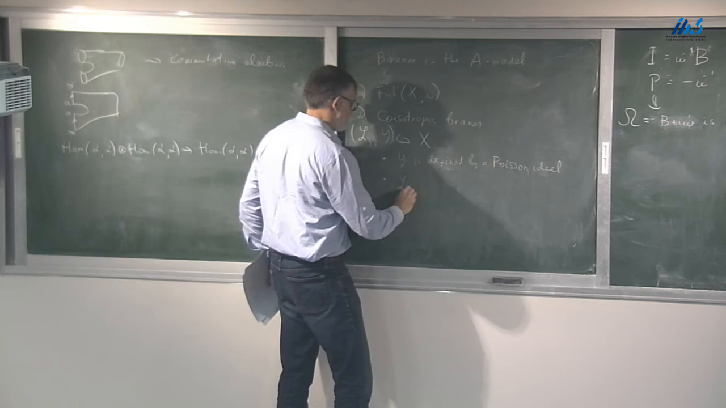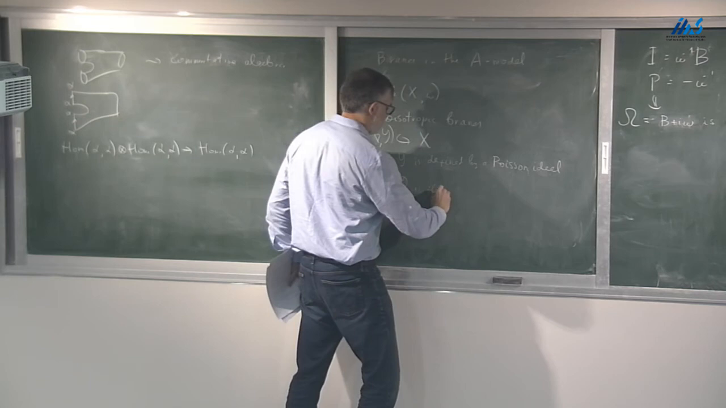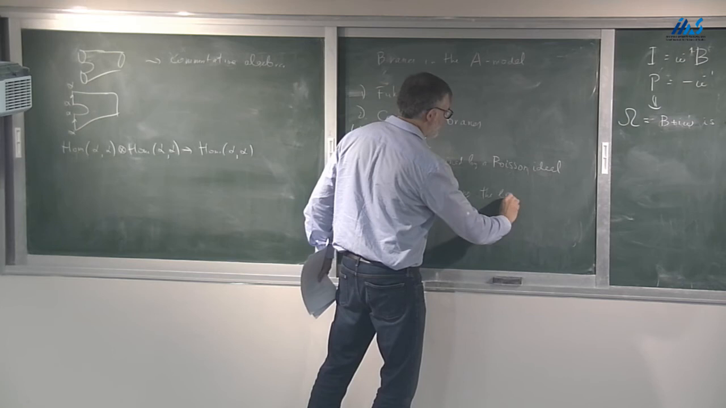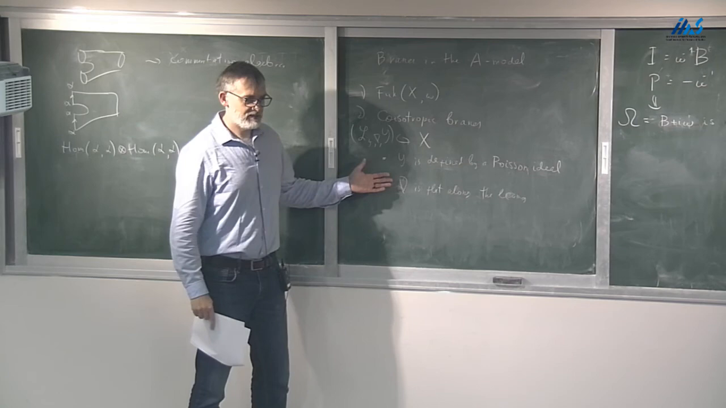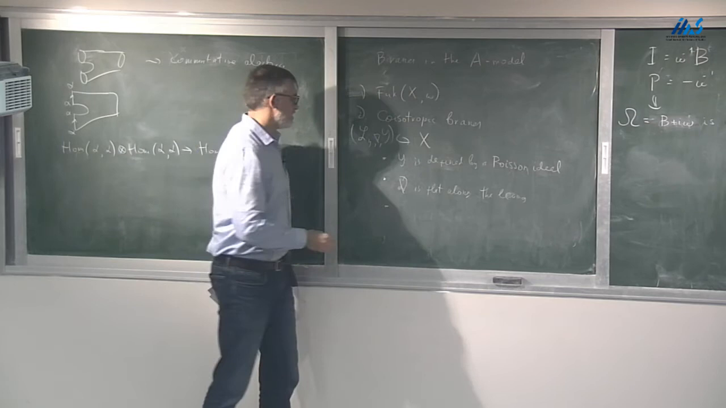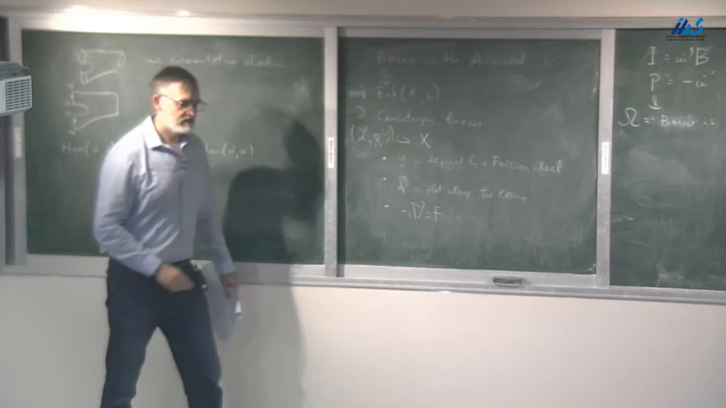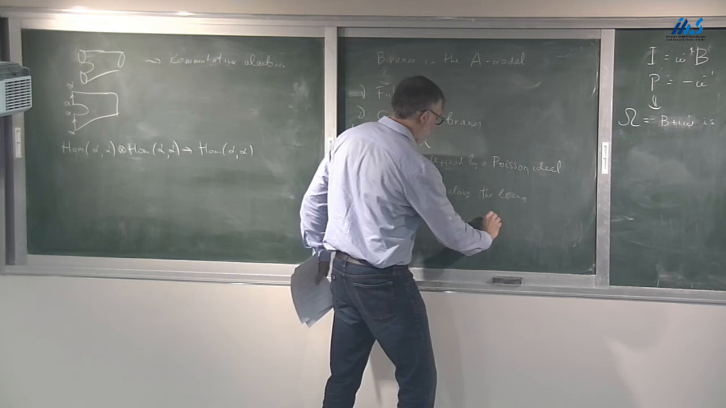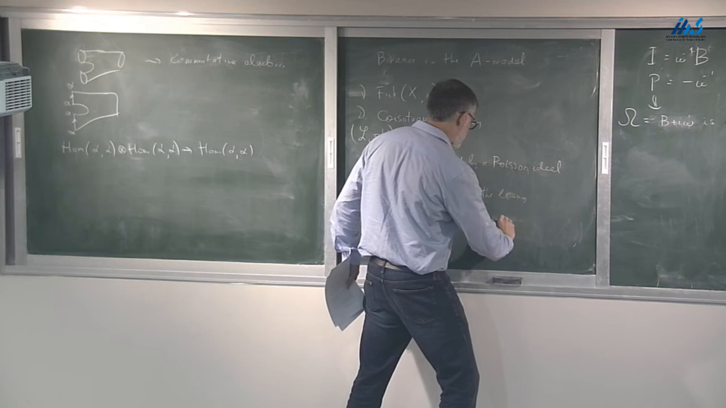And this connection is flat along the leaves. So in the case of a Lagrangian submanifold, the leaf has the same dimension as the manifold itself, it just means everything is flat. But in general, there are also directions which are not along the leaves, but transverse. Well, and there's a further condition here, namely that the curvature of this guy defines a complex symplectic form.